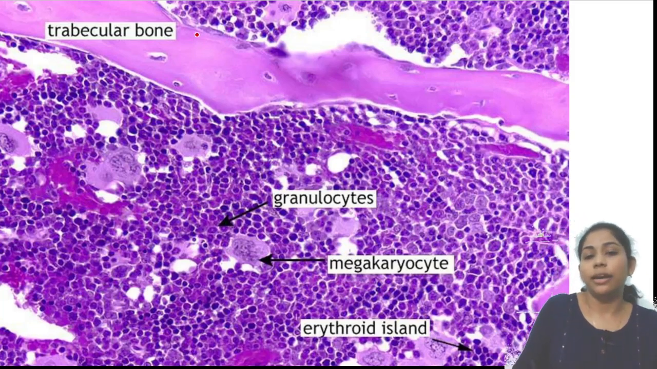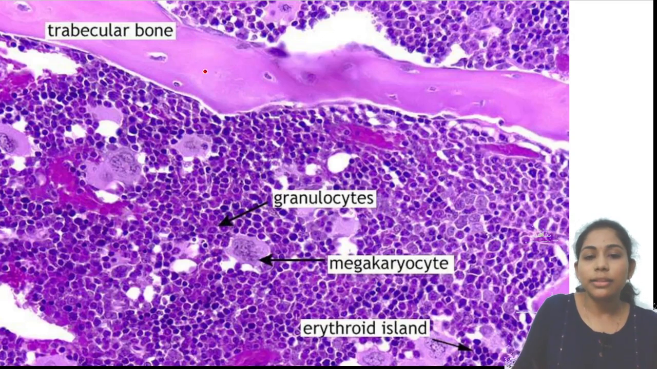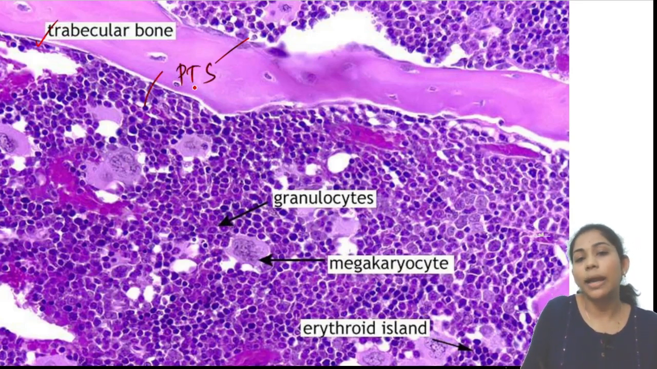I made this zoomed so that you can see all the cells clearly. Here this is nothing but trabecular bone. It's already written here. And what is this space next to the trabecular bone? This is the paratrabecular space, PTS.